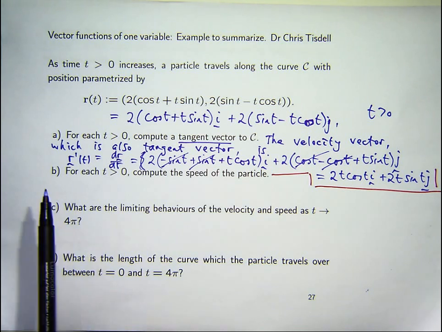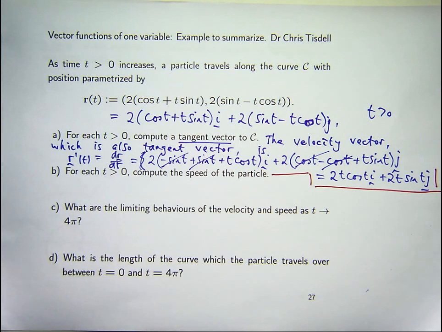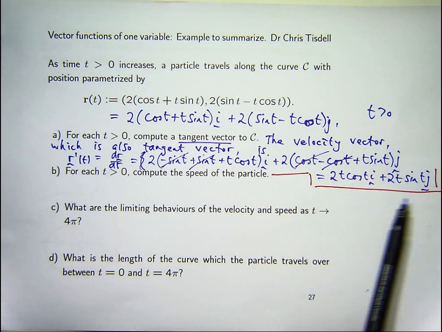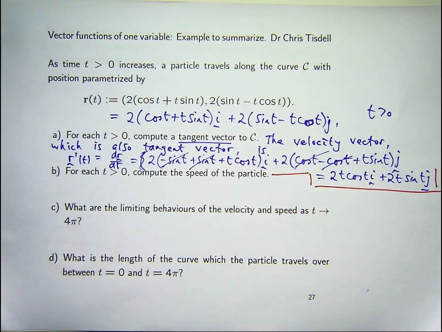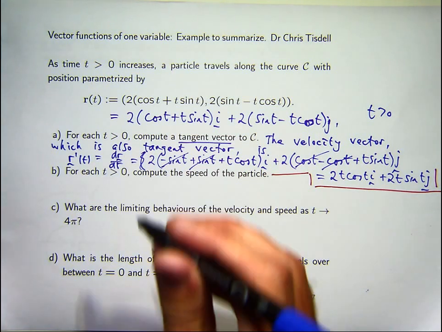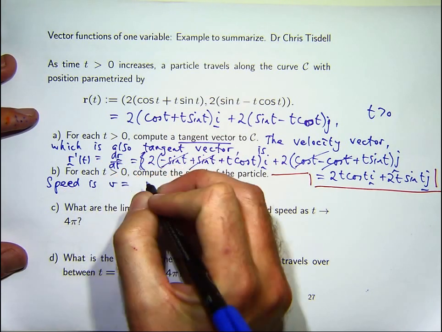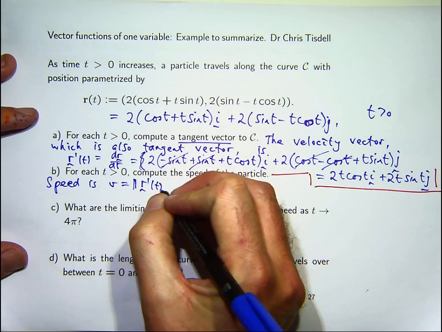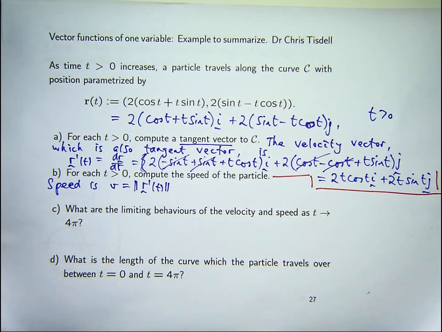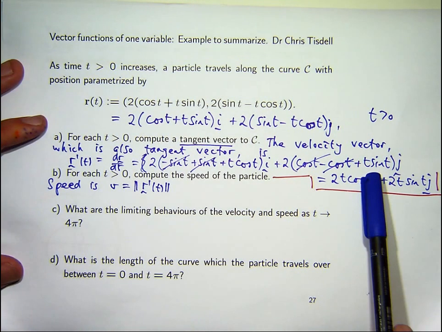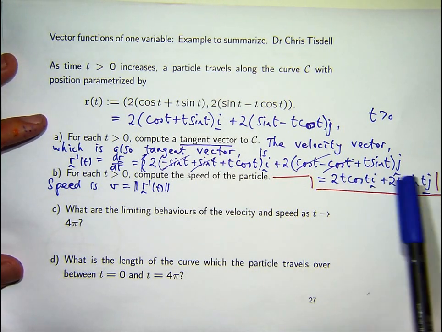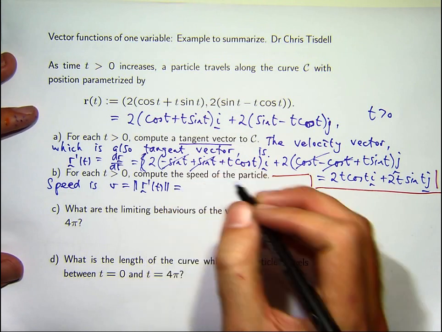Now in part B, for each positive value of t, compute the speed of the particle. So essentially, I just want the magnitude or the length of that velocity vector that I've just calculated in part A. By these two pairs of parallel lines, I mean the magnitude or the length of a vector. So how do I find the length or the magnitude?